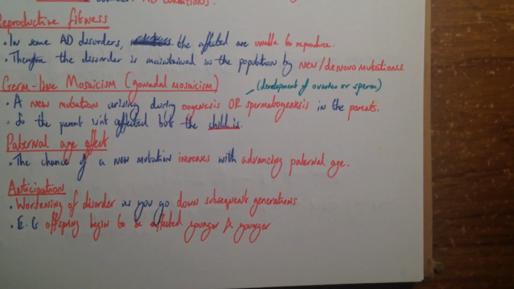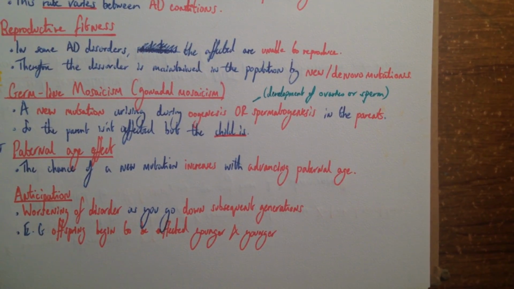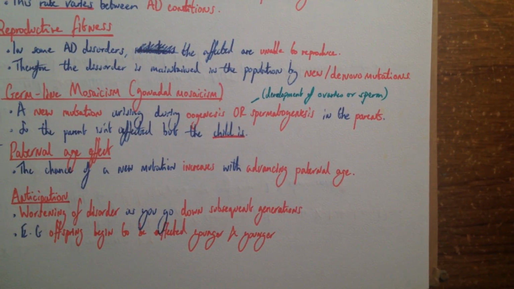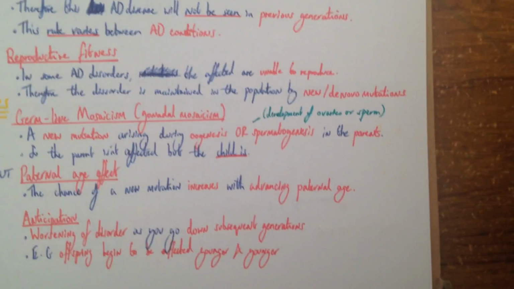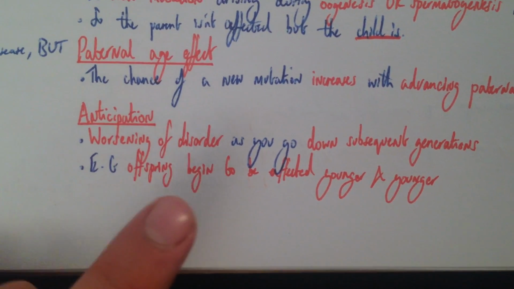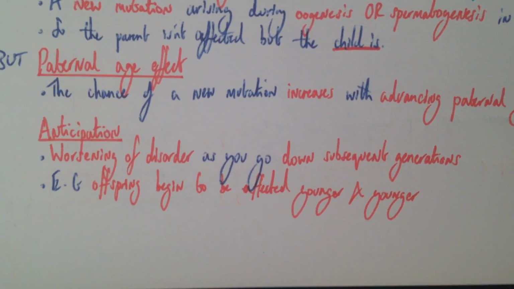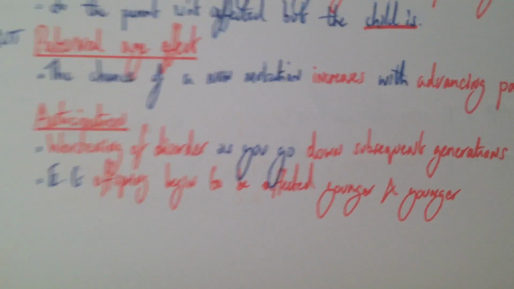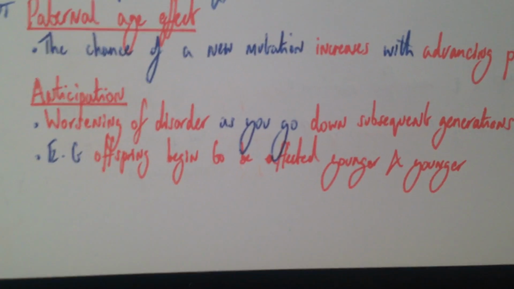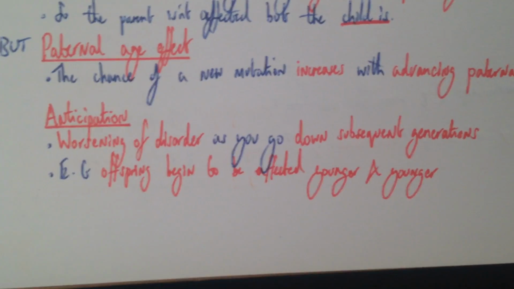And finally, anticipation. This is the worsening of the disorder as you go down subsequent generations. Offspring begin to be affected younger and younger. For example, in one generation the disease may start at 20 years old, the next generation at 15 years old, and the next at 10 years old.